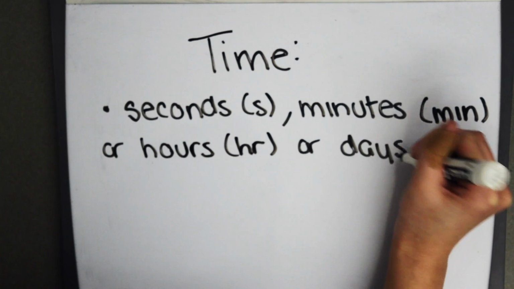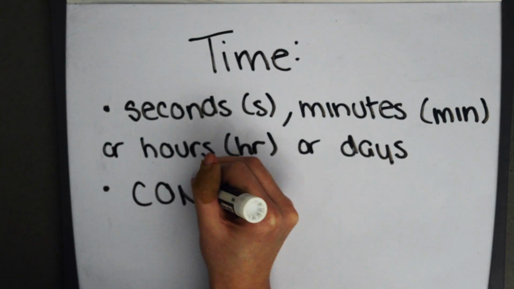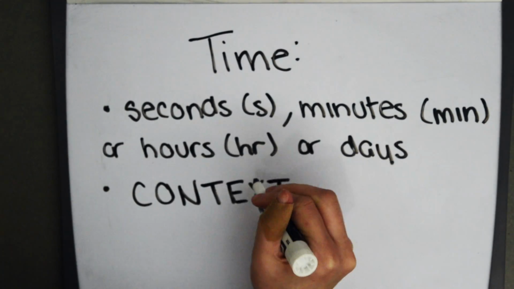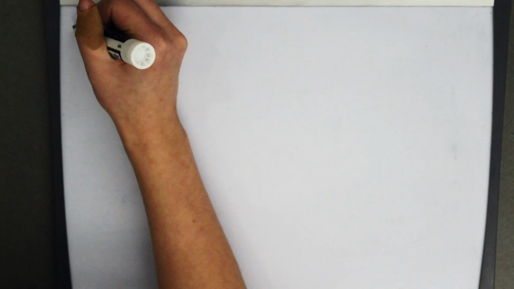However, if you were measuring how long it took to drive from Calgary to Edmonton, you should choose hours as your unit of time, rather than seconds. It all depends on the context. Vocabulary breakdown. Speed versus velocity.